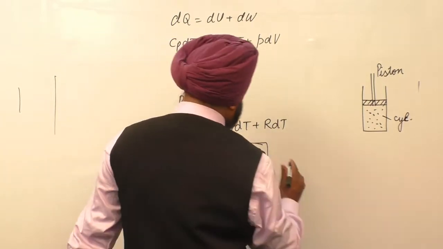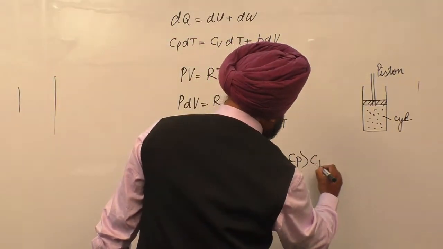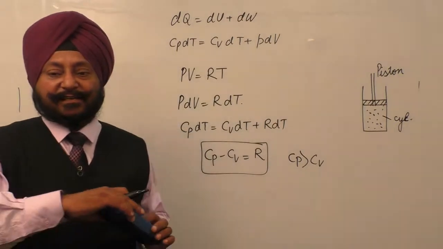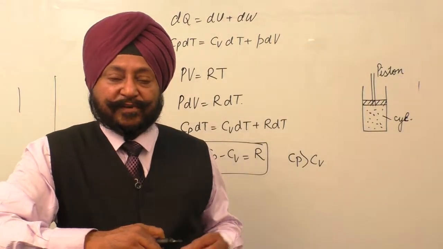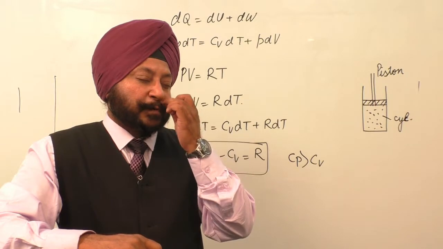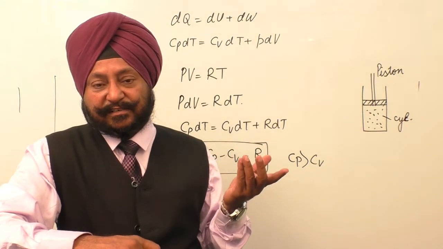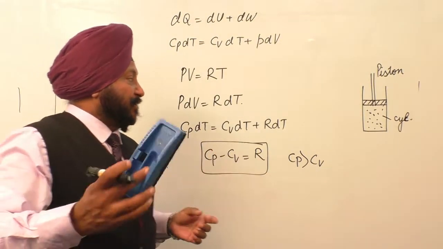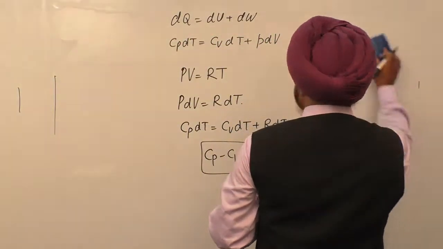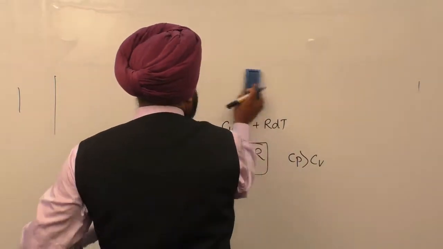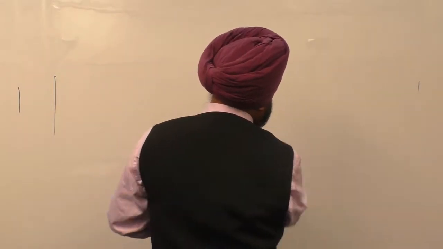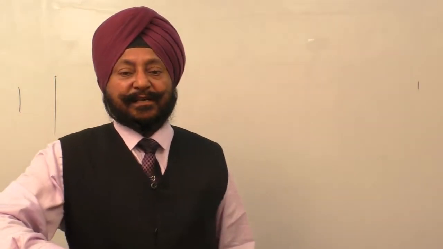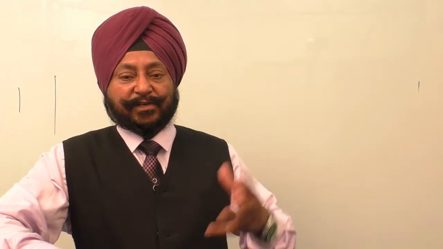Now since R is positive, it goes to tell us that Cp is always greater than Cv. Reason is simple, because when you supply heat at a constant volume, only one thing happens, and that is the temperature of the gas increases through, say, 1 degree Celsius. When you supply heat at constant pressure, 2 things will happen. Number 1, the temperature of the gas will increase through 1 degree Celsius, and at the same time some useful mechanical work will be done. So since heat is required for both of them, Cp is always greater than Cv.